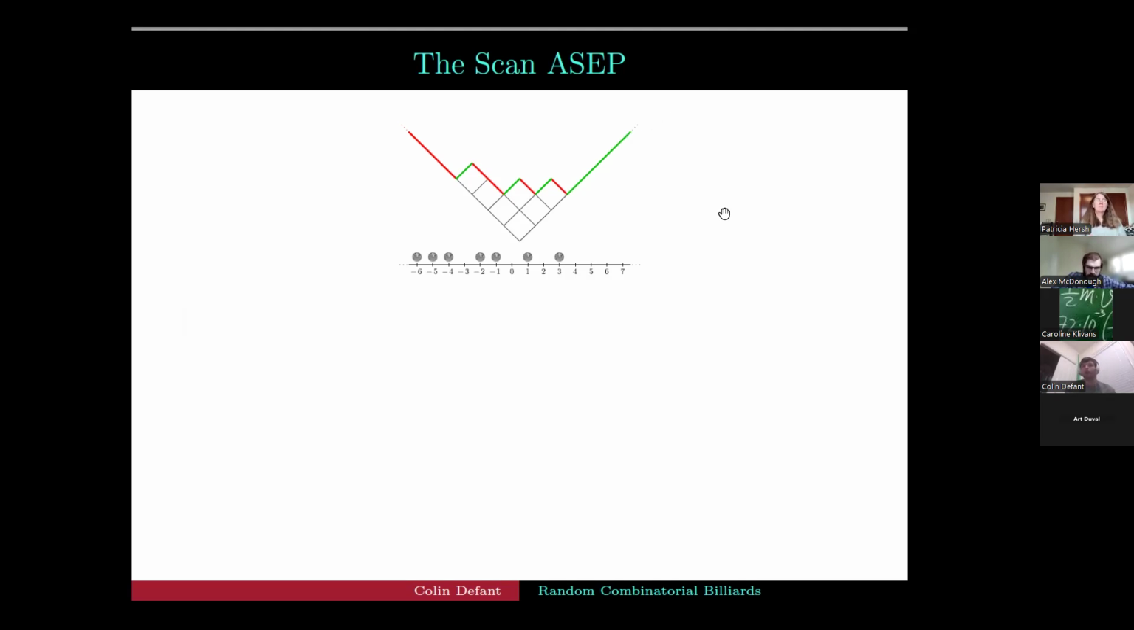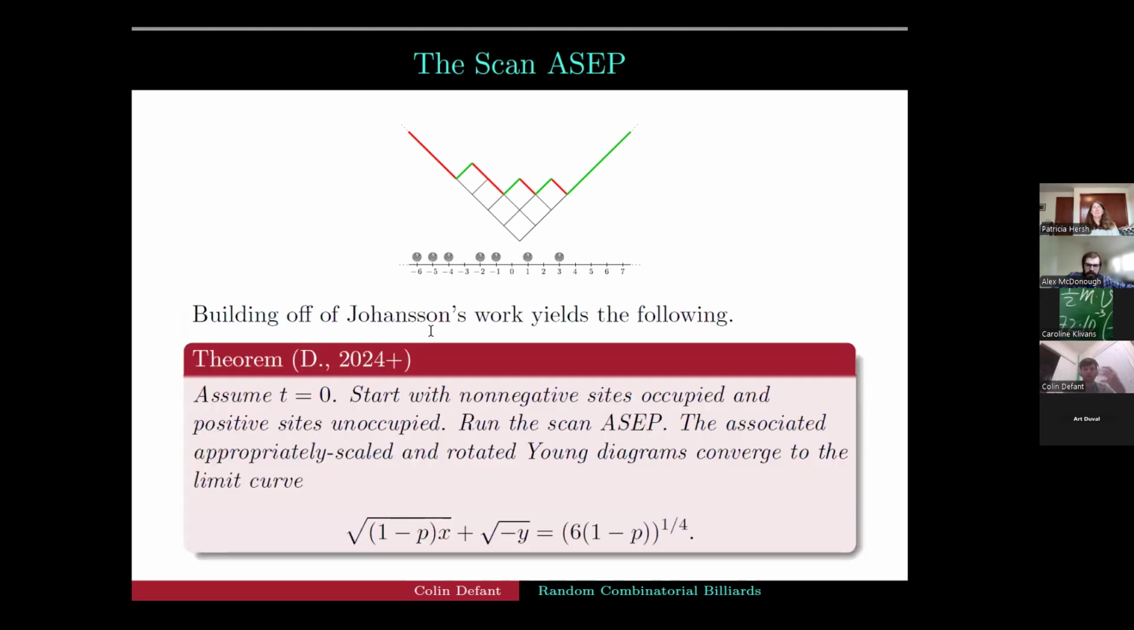And so we can try to understand, as we run the scan ASEP, how does this partition associated to the configuration of particles change? Like, what does it look like? So building off of this work of Johansson, I showed that if t is 0, in this case, when you run the scan ASEP, you can look at these associated partitions, and if you scale them appropriately, they will converge to a certain limit shape, which I can write down explicitly. So the point is, there's some limiting shape that you get for these partitions if you scale them appropriately. But this is specifically when t is 0.